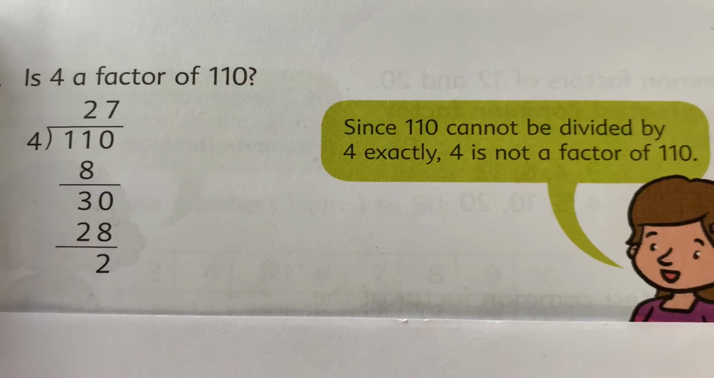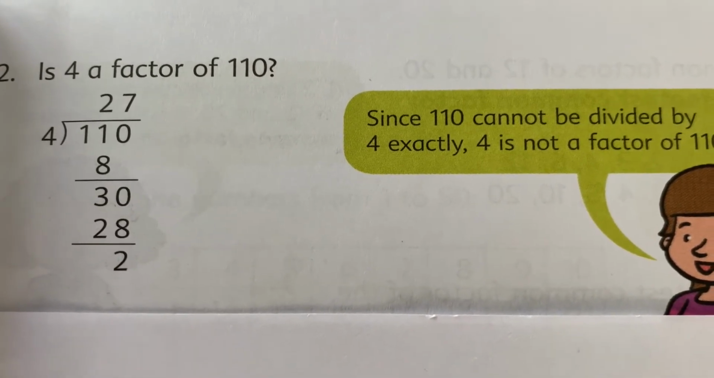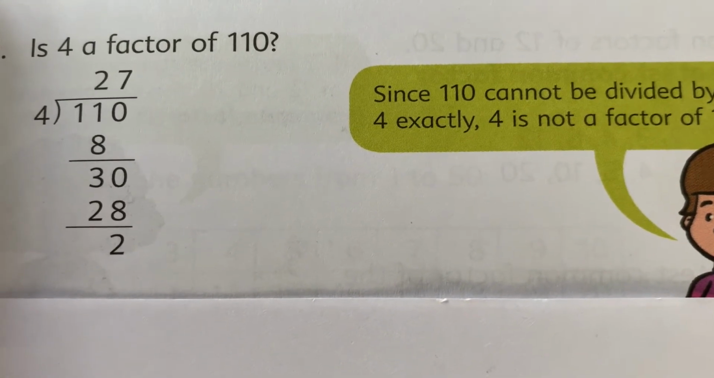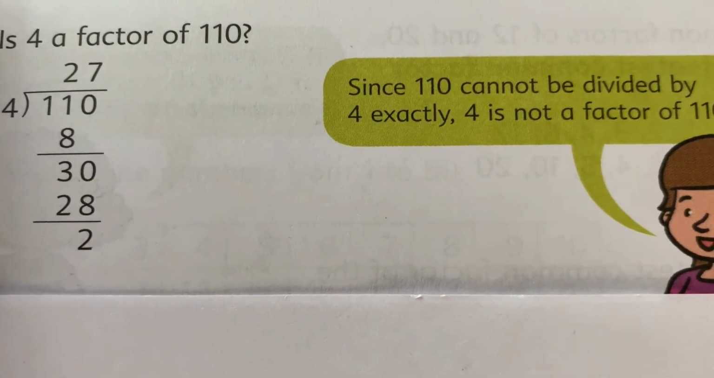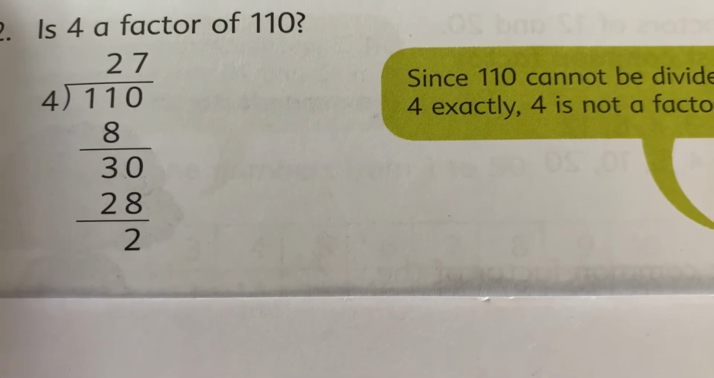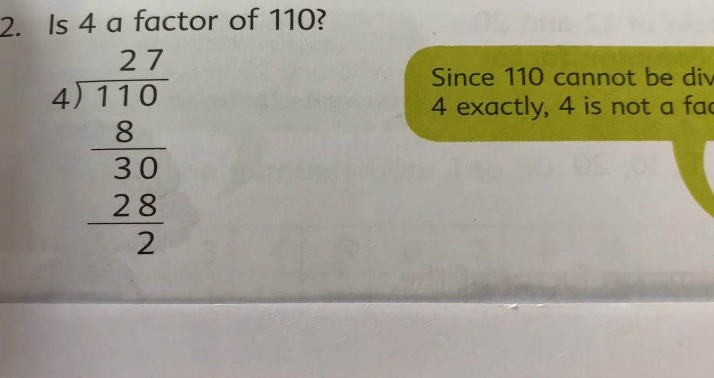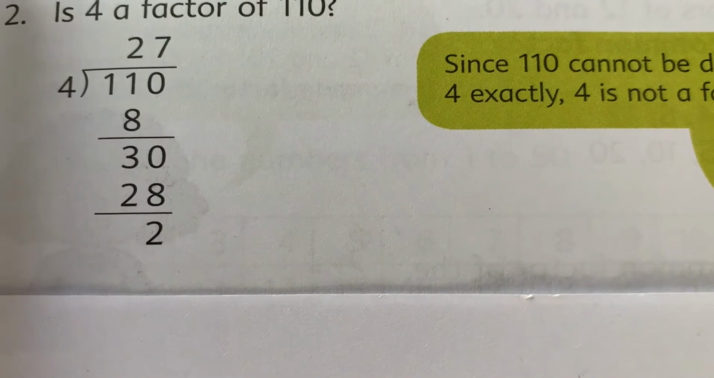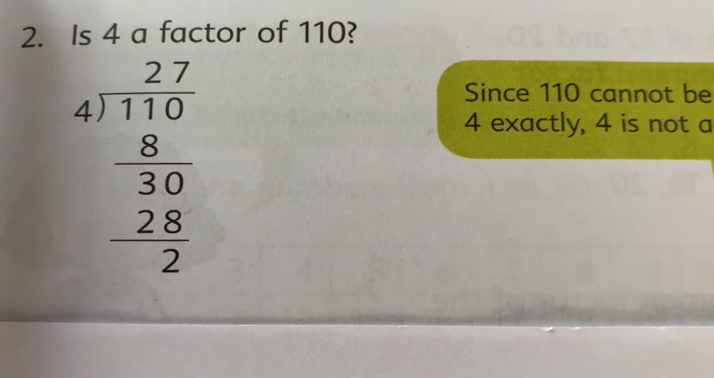Good? So is 4 a factor of 110? So we put the 110 in a box and we divide it by 4. 4 cannot go into 1, so we normally put a marker, but this is the textbook. 4 can go into 11 2 times, because 2 times 4 is 8. We subtract the 8 from the 11, we get a 3. We bring down a 0, and we get 30. 4 can fit into 30 7 times, because 4 times 7 is 28. And we have a remainder of 2.